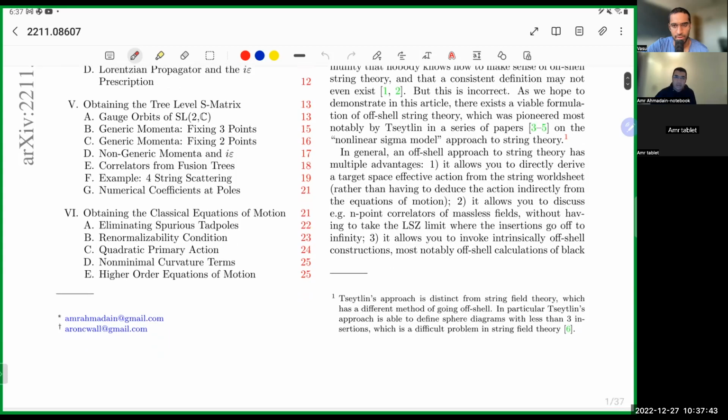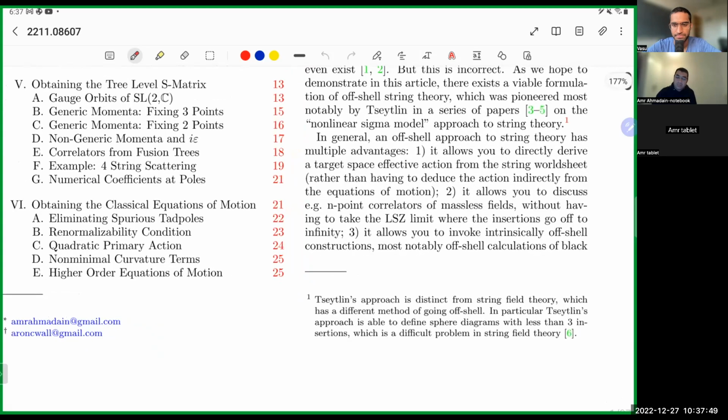So with this introduction, which I think we discussed before, let us see what we say in our paper before we go to Polchinski and Liu to discuss the volume of the SL(2,C) of the sphere. As we say here, an off-shell approach to string theory has multiple advantages. The first one is that it allows you to directly derive a target space effective action from some string worldsheet action, rather than having to deduce the action directly from equations of motion, right?